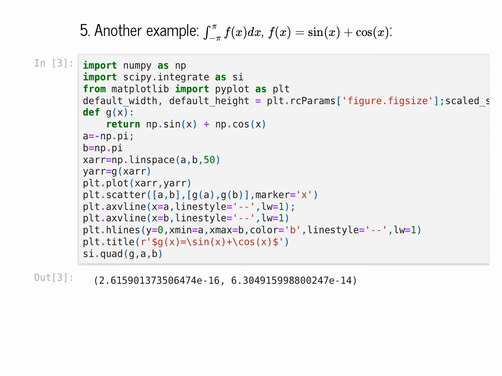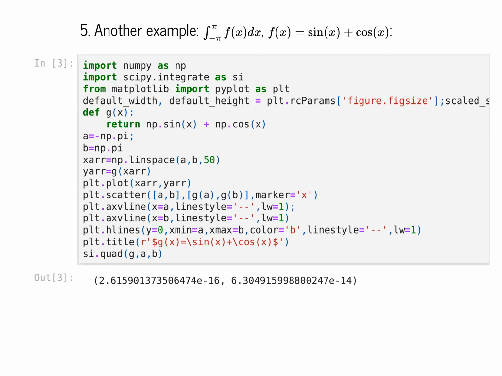Let us consider another function for integration, this time involving trigonometric terms. We will calculate the definite integral of g of x equals the sine of x plus the cosine of x, with the integration performed from x equals -pi to x equals pi. Similar to the previous example, the code imports NumPy, scipy.integrate, and matplotlib.pyplot and adjusts the figure size.